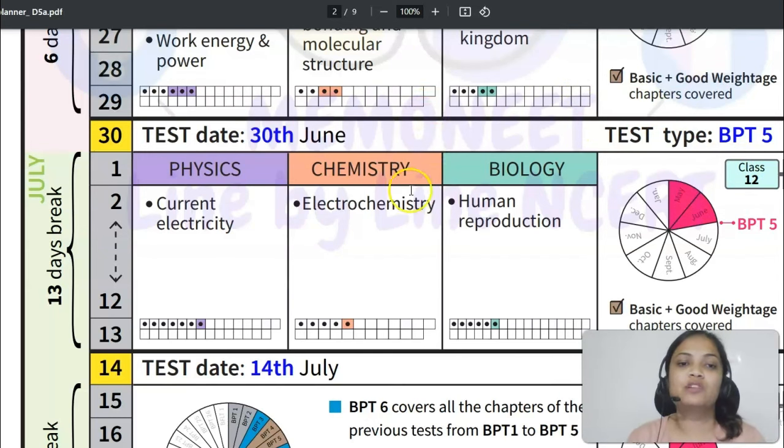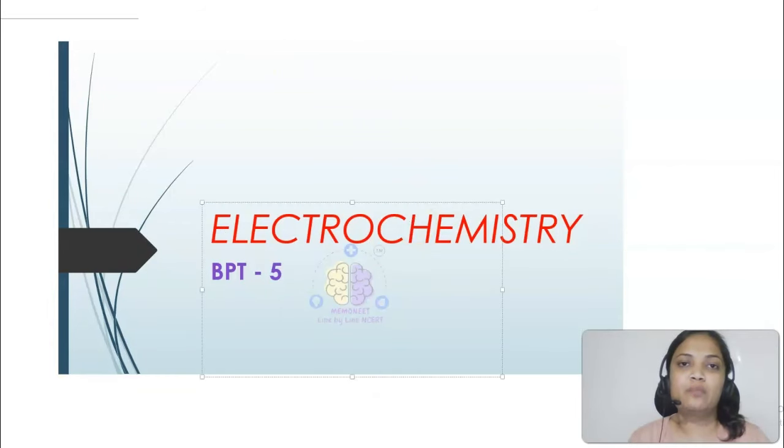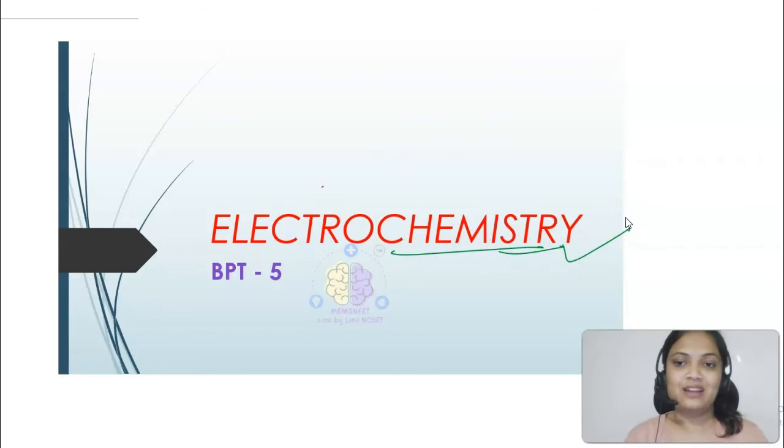So electrochemistry is again a very important chapter from class 12th. So that's what we are going to study today. As you can see, the topic for today is electrochemistry. Now the thing is, what is electrochemistry? What do we understand or what are we going to study in electrochemistry? So the very first thing is let's learn about the basic things.